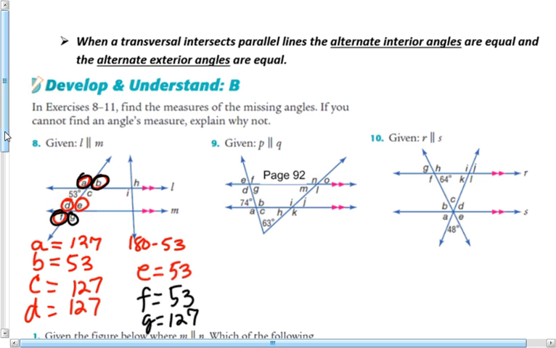Now, this line and this line are not parallel, so we can't transfer those same ideas over to here. So H and I are equal because they're vertical, but they're not at all related to these angles because these two lines that I drew in black are not parallel.